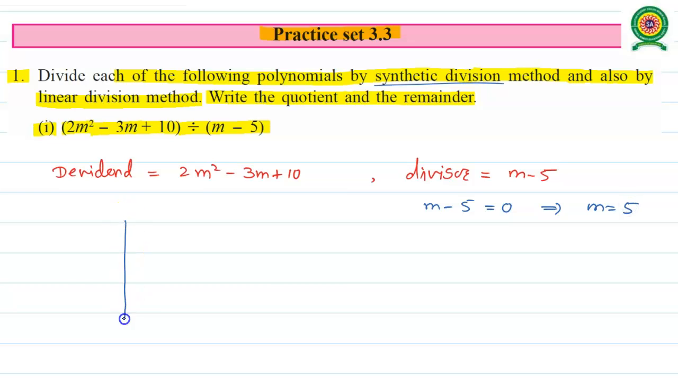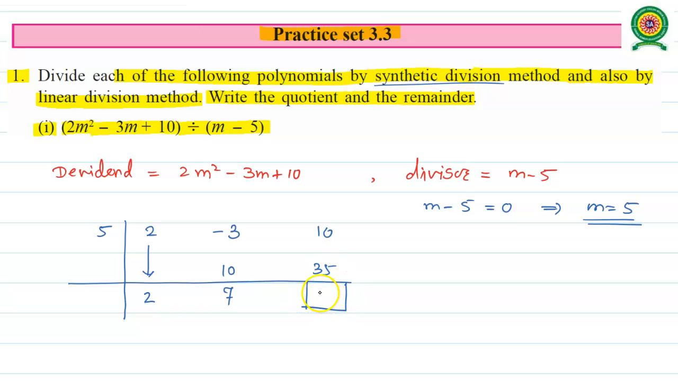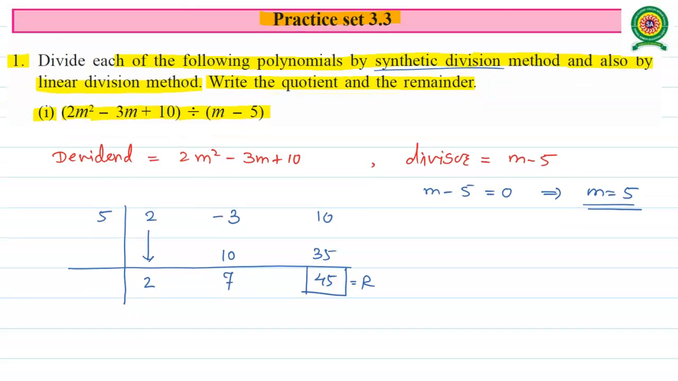Now make a table. Consider the coefficients of m², m and the constant, which are 2, −3 and 10, and the multiplier is 5. Now 2 comes down, 5 twos are 10, −3 plus 10 is 7, 7 fives are 35, and 35 plus 10 gives the remainder 45. R stands for the remainder.